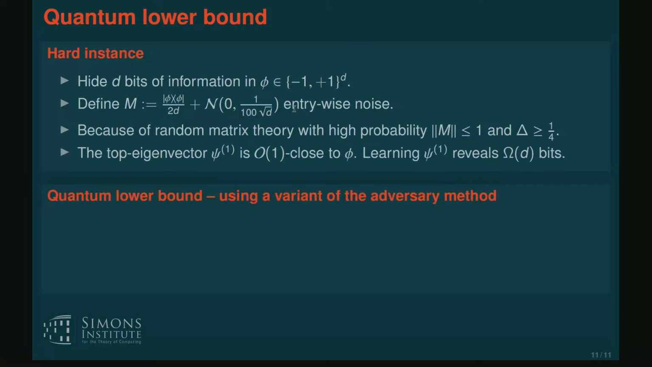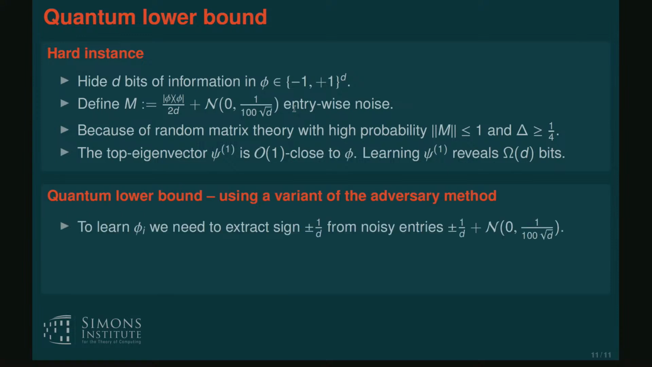And moreover, because of perturbation theory of matrices, actually the top eigenvector of this perturbed random matrix will be constant close to the hidden information that I hid there. And actually learning this top eigenvector reveals most of the bits of the information that I hid in this vector phi to begin with. So recovering the top eigenvector of this randomly perturbed matrix still tells me most of the information about phi.